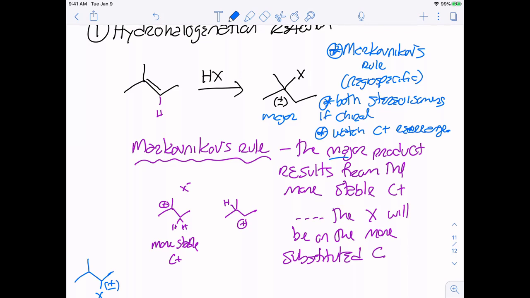Anytime we have a carbocation, right, it wasn't just specific to chapters 7 and 8. Anytime we have a carbocation, if it can be more stable, it will rearrange to do that. Again, only if it makes it more stable, all right? Only if it makes sense to rearrange will it rearrange.